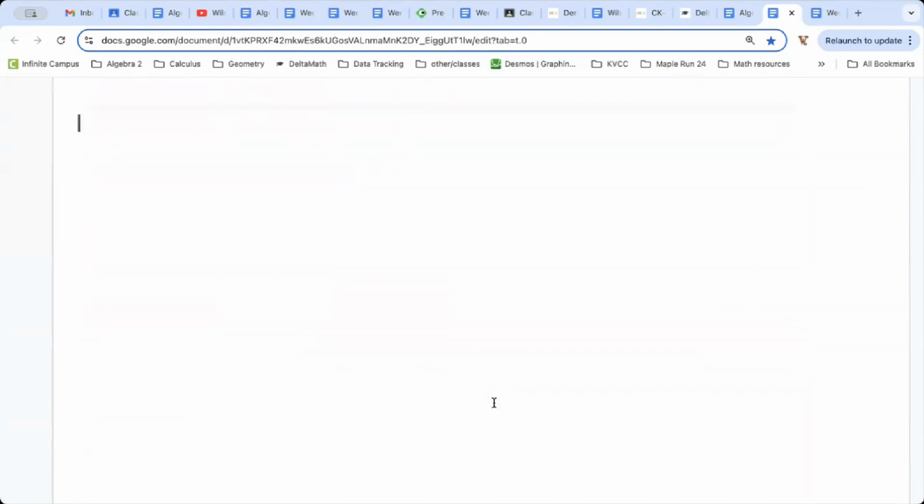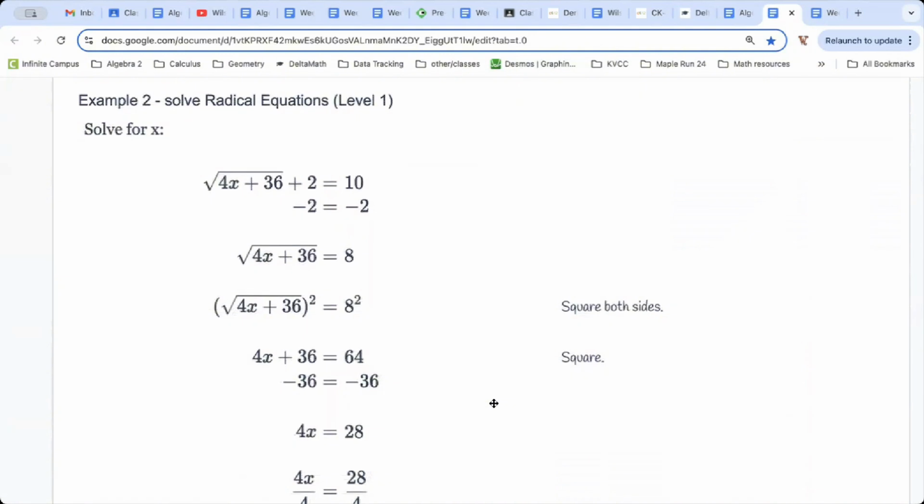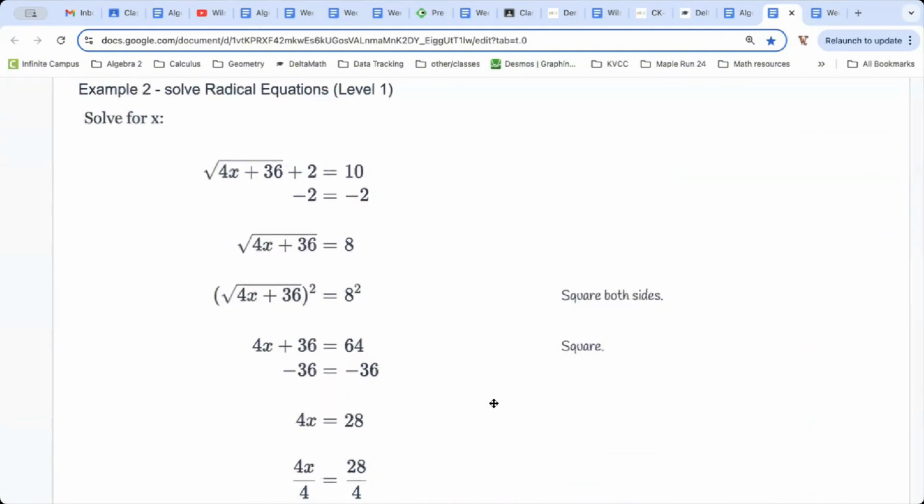Okay, let's take a look at another example. It's quite similar to the one we just saw. We have a radical part plus or minus a number equal to another number on the other side of the equal sign. Again, it's a good habit to keep all your equal signs in the same vertical column so you can keep track of which side is which. Again, isolate the radical part by subtracting 2 on both sides. Radical part equal to 8.